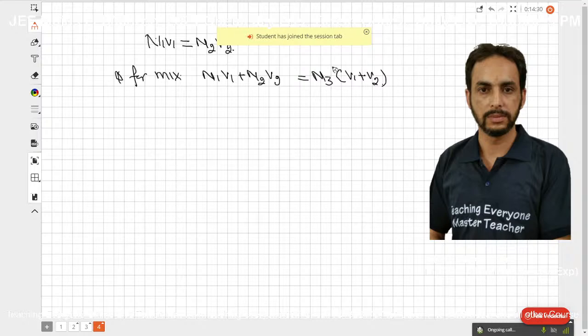Where N1 is the normality of one solution having volume V1, N2 is the normality of the second solution with volume V2, then normality of the final mixture will be N1 V1 plus N2 V2 equal to N3 into V1 plus V2. So we can calculate from that.